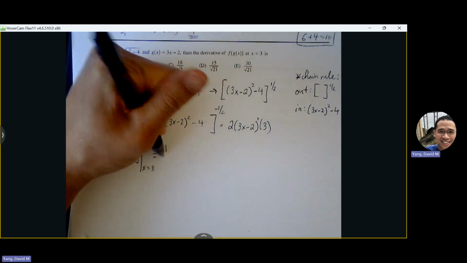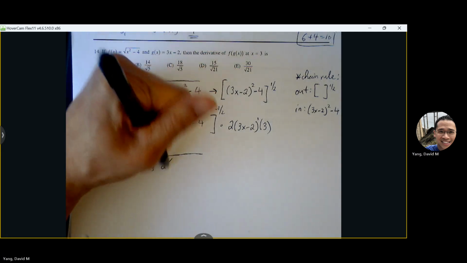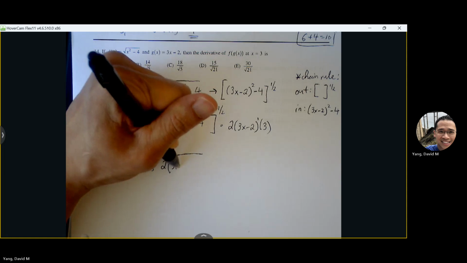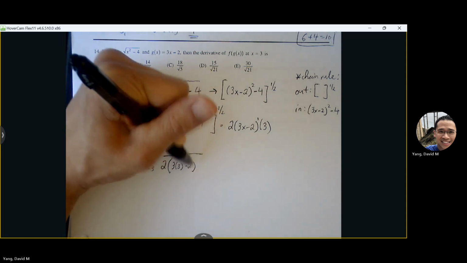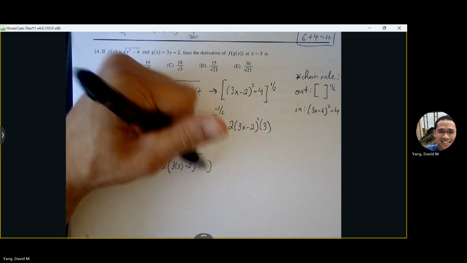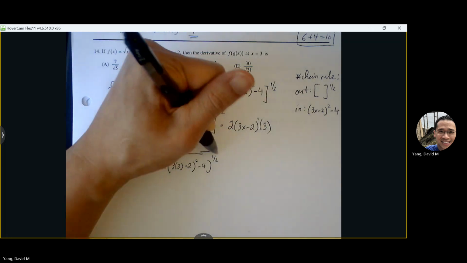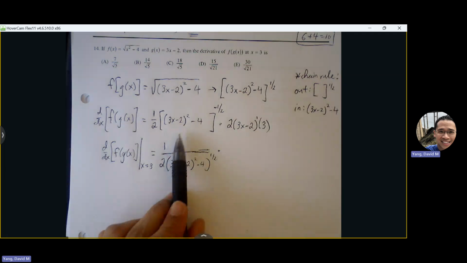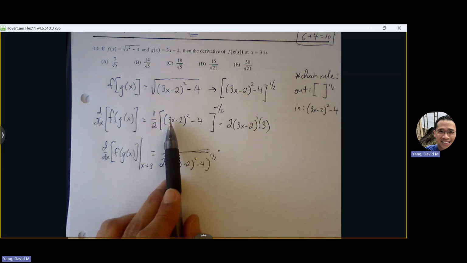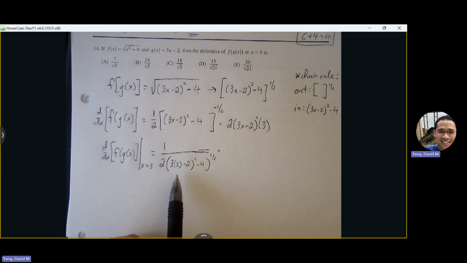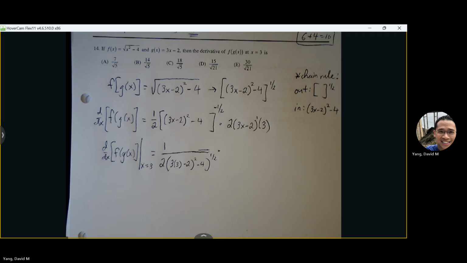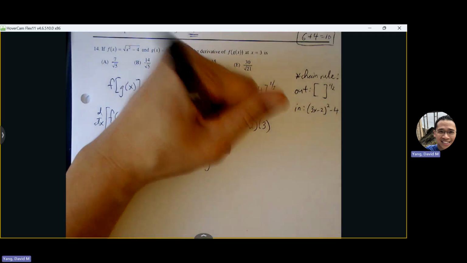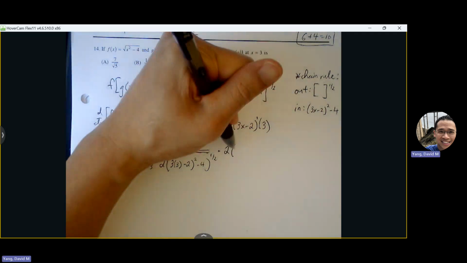I'm going to put this back down to the denominator here. So I'm pushing that negative exponent back down, plugging 3 in for x, 3 times 3. Sorry, that's 9. 9 minus 2 is 7. 7 squared minus 4. So we got to work that piece out.